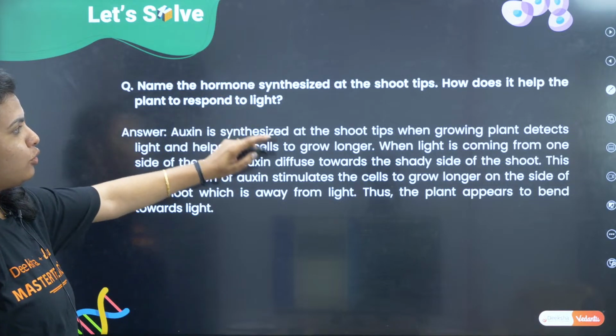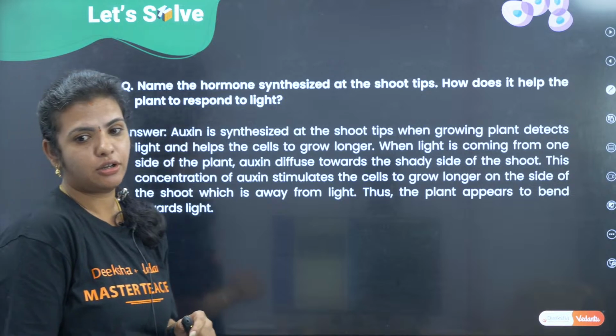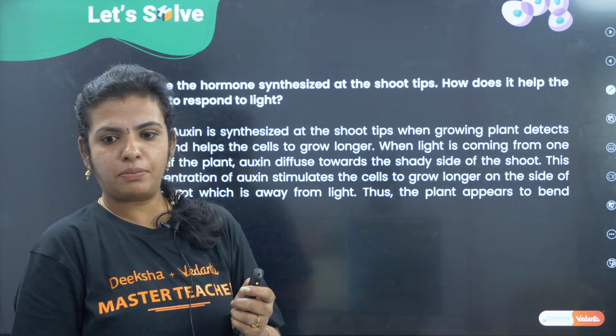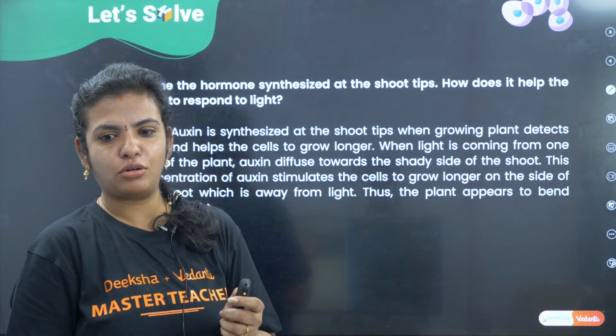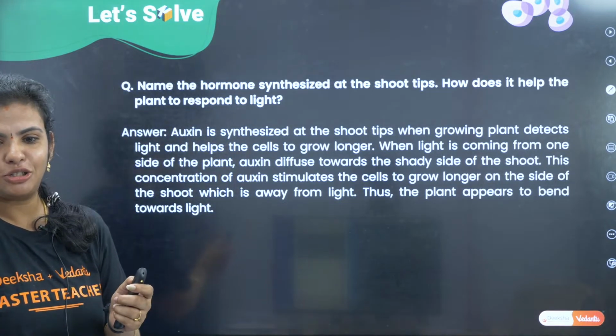Name the plant hormone synthesized at the shoot tips. How does it help the plant to respond to light?